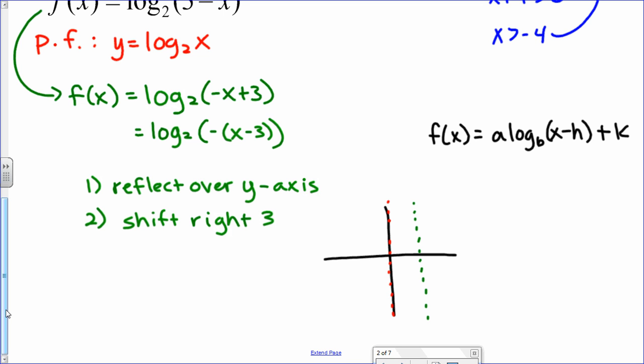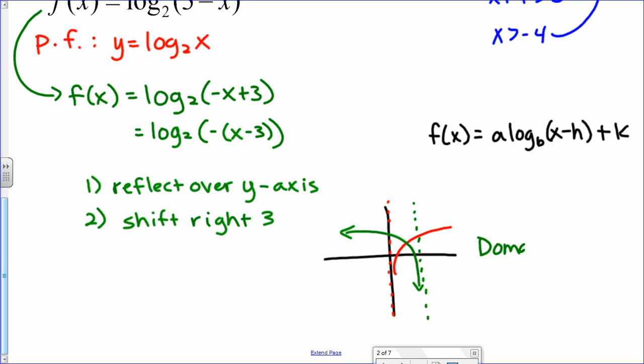And your parent function was like this. So you shift that right 3 and then reflect over Y, so it looks like this. Okay, that is going to affect my domain. So now my domain is from negative infinity to positive 3.